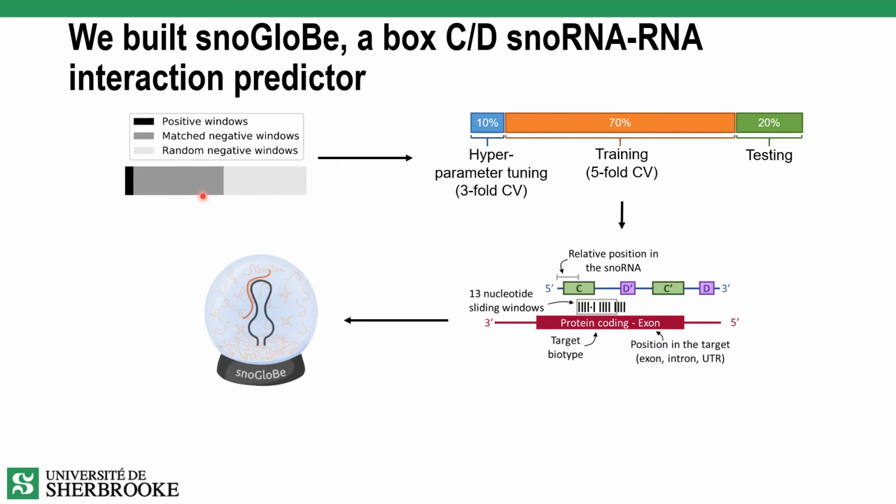The positive, matched negative, and random negative windows were split in 3 sets for hyperparameter tuning, training, and testing. For each example, specific features were extracted, such as the relative position in the snoRNA, the sequence of the interaction, the target biotype, and the position in the target. These were used as input features for snoGloBe.